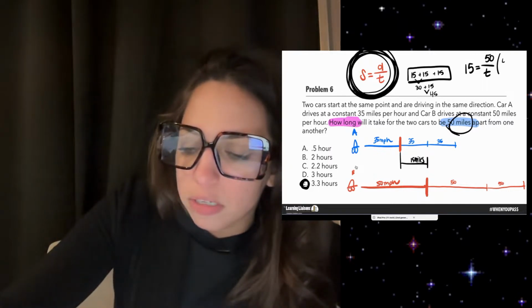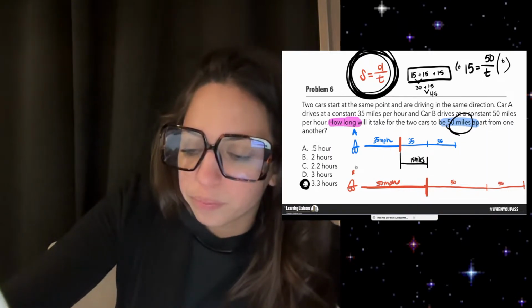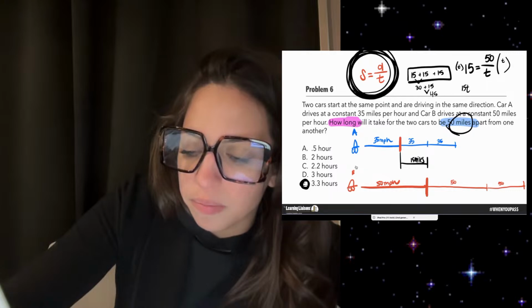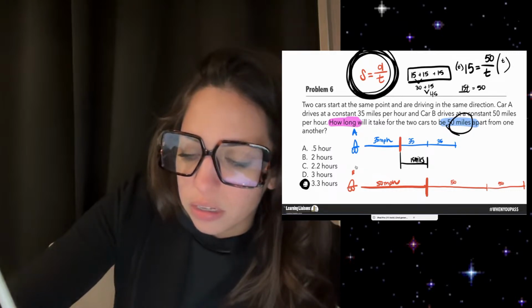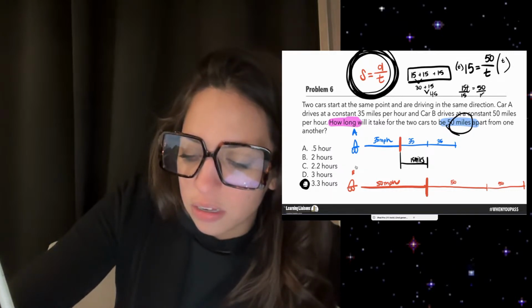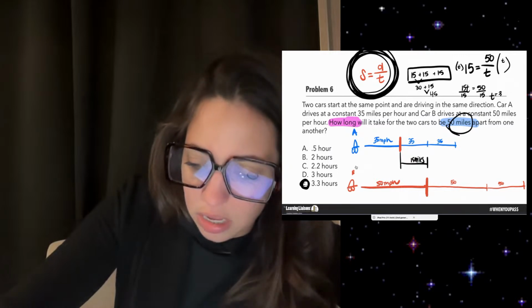So multiply both sides by t. 15t equals 50. Divide both sides by 15. T equals 3.3.